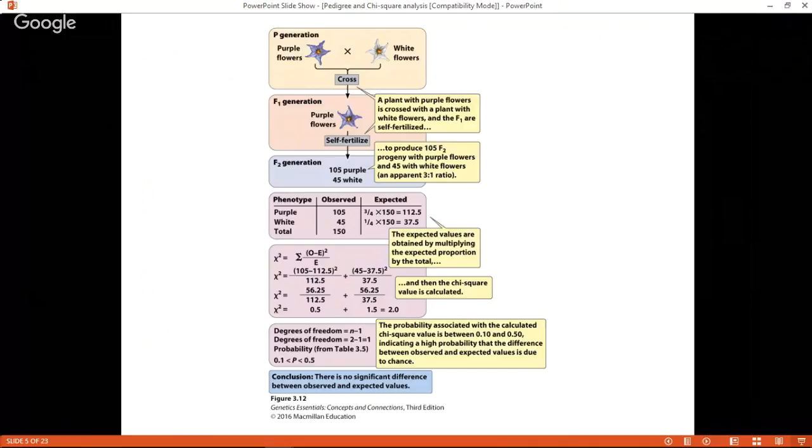Then we do our degrees of freedom. Our degrees of freedom, from what I previously told you, is n minus 1. Right here we see that our n is 2, we do the minus 1, so it equals 1. Then you go back to the table that I showed you at the beginning of the slide, and you'll see that it falls between 0.1 and 0.5. So there's a difference between the observed and the expected value, which means the difference is due to chance.